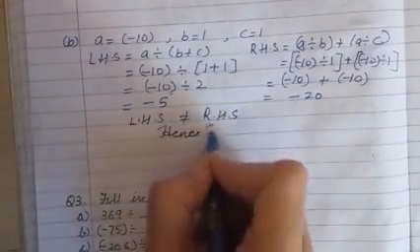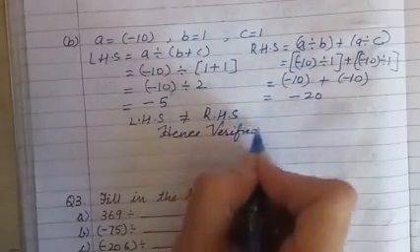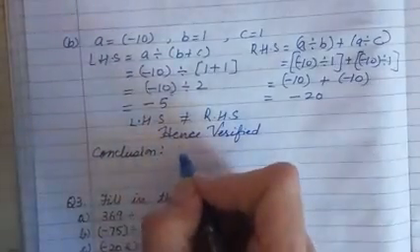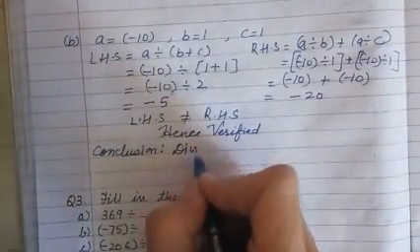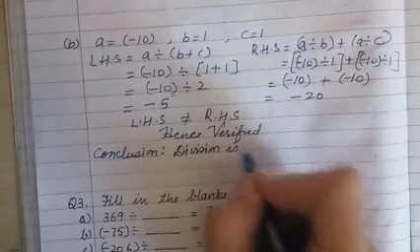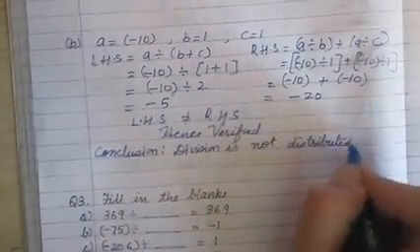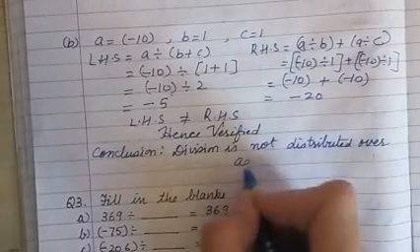Hence verified. So what is our conclusion here? Here conclusion is that division is not distributed over addition.